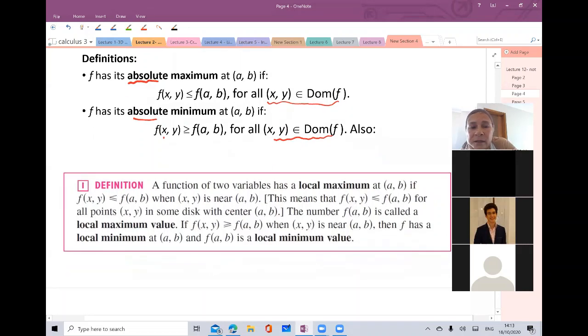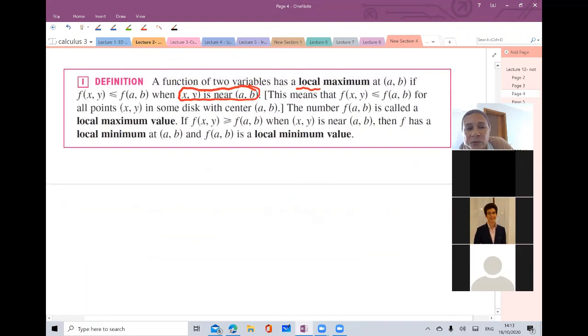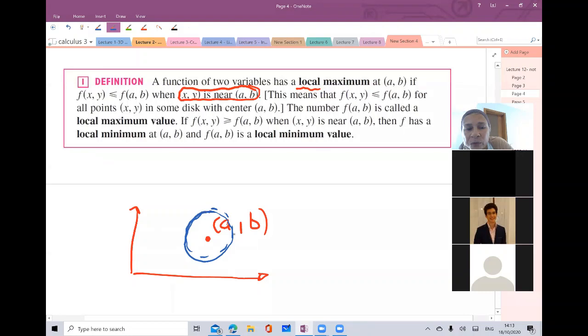And then there comes the local بقى maximum. If I'm looking at points x, y and comparing the function values for x, y near the point (a, b). يعني ايه near the point (a, b)? We know انه if I'm looking هنا في the xy plane and this is my point (a, b), I'm looking at nearby points, which definitely come from a circle around my point, centered at this point (a, b). يبقى as if I'm coming from a disk. That's why the definition has this wording.